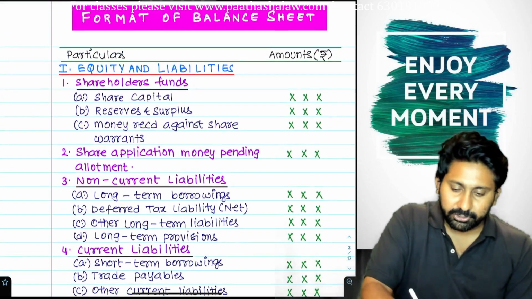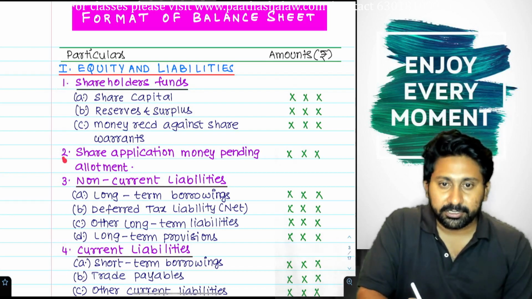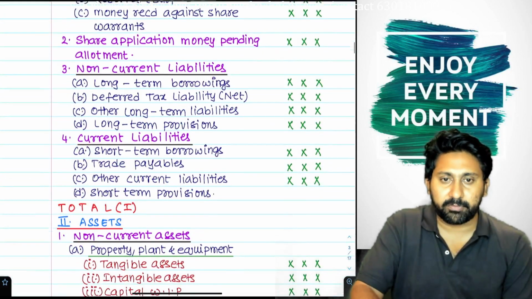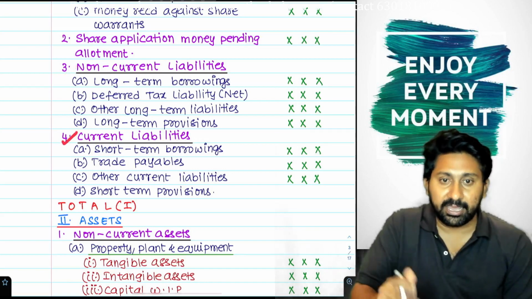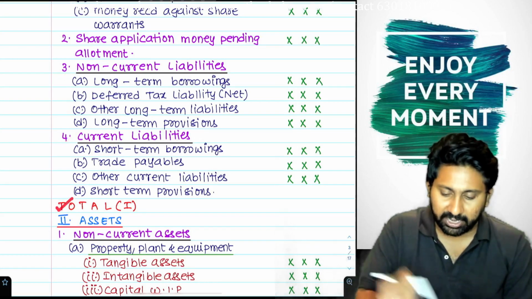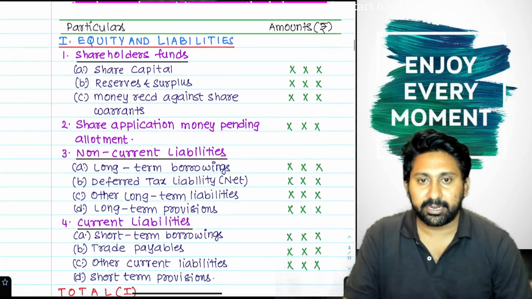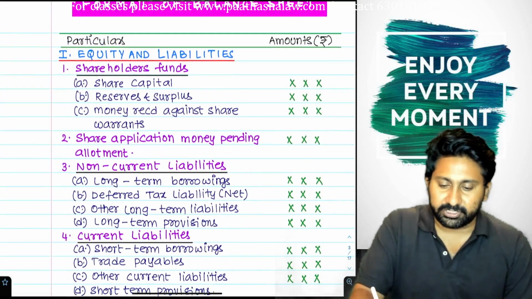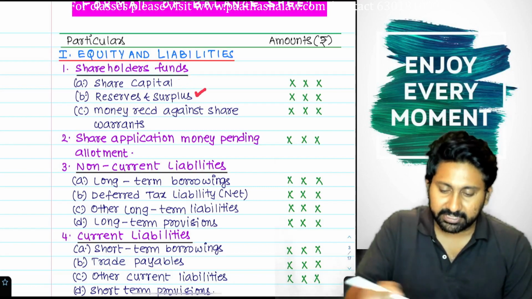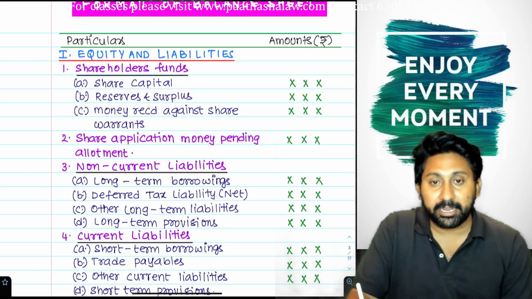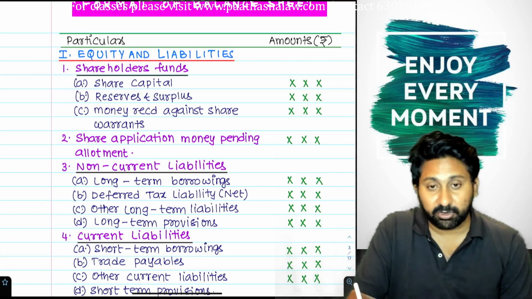Balance sheet. Shareholders' funds, share application money pending allotment, non-current liabilities, current liabilities. That's all. This is the total liabilities. Number one, let us see what this is. Shareholders' funds: share capital, reserves and surplus. Share application money is not the point here.